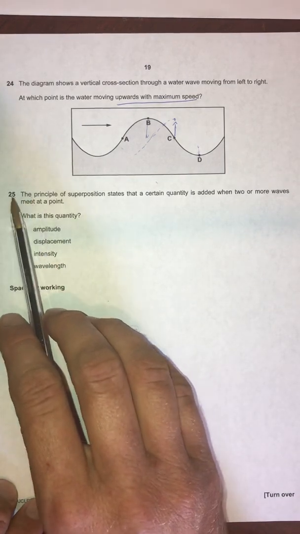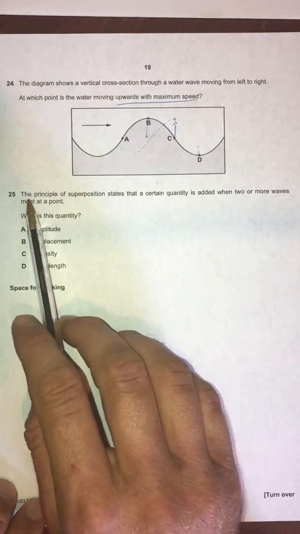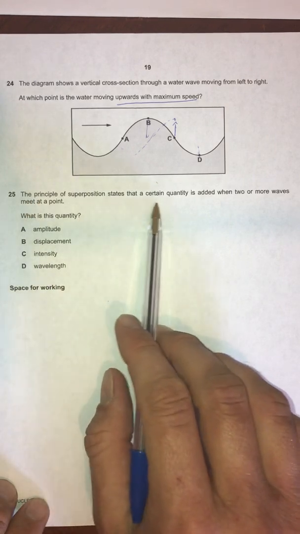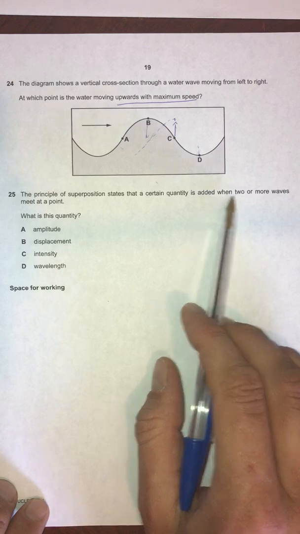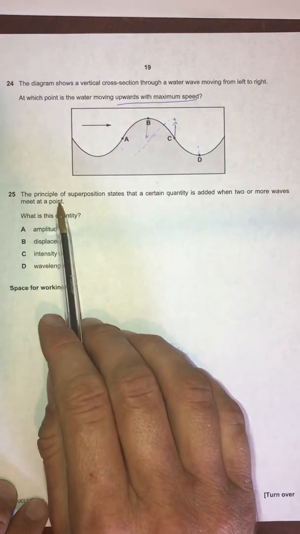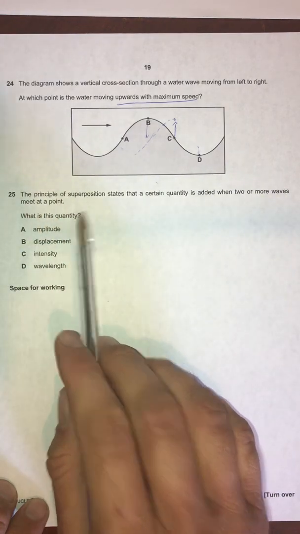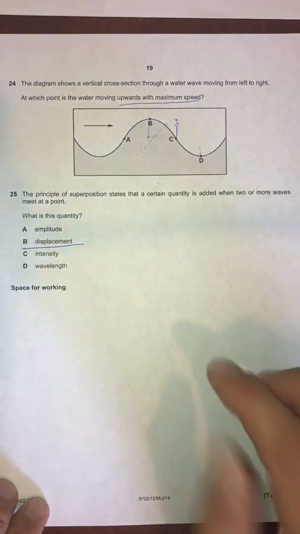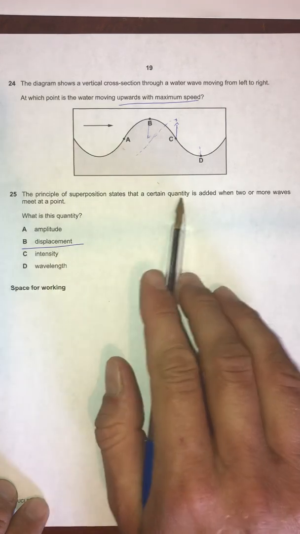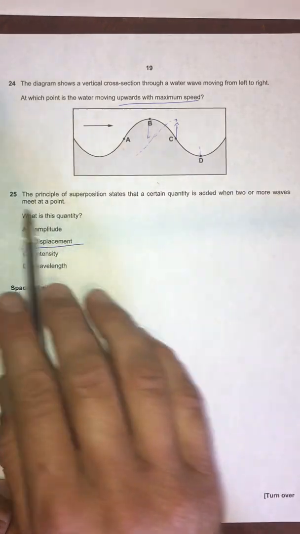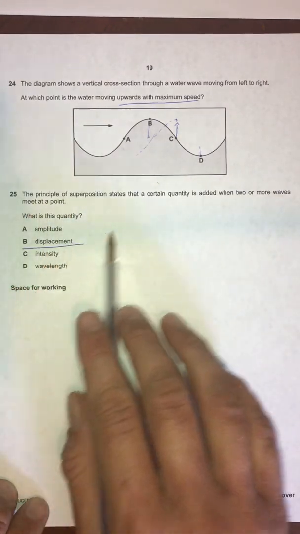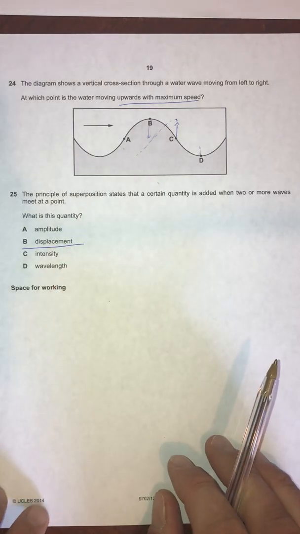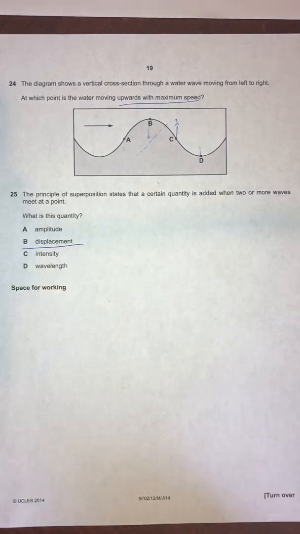This question, which is question 25 from the same paper I just mentioned a moment ago, reads, the principle of superposition states that a certain quantity is added when 2 or more waves meet at a point. What is this quantity? That quantity, I'll just tell you, is displacement. Since we haven't gone over it yet, displacement is the quantity that is added when 2 or more waves meet at a point. And in fact, you could restate that in your own words and use that as a definition for stating the principle of superposition.